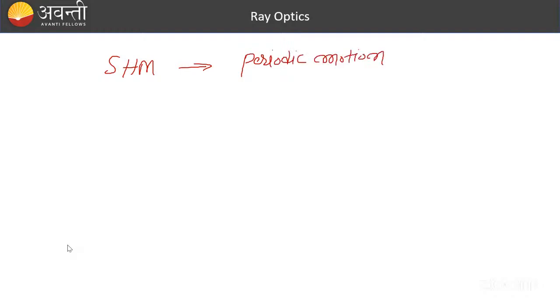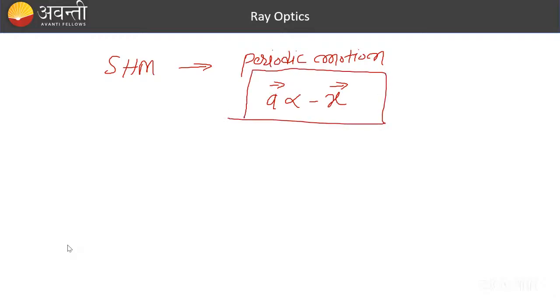And what is the condition of SHM? For SHM to be there, acceleration should be directly proportional to negative of displacement. What does it mean? It has a simple meaning. Acceleration ka magnitude will be directly proportional to displacement ka magnitude, and direction of acceleration at any point will be opposite to the direction of displacement at that point. So this is the very much basic equation of SHM.